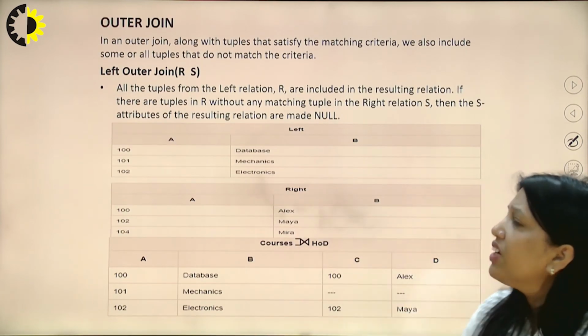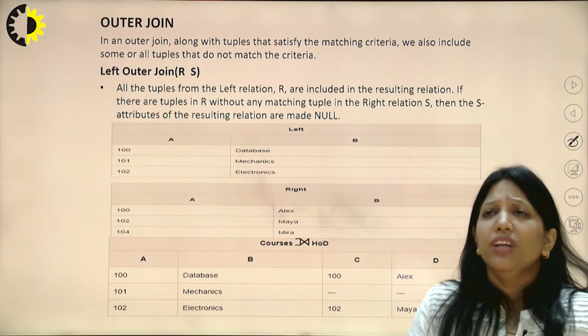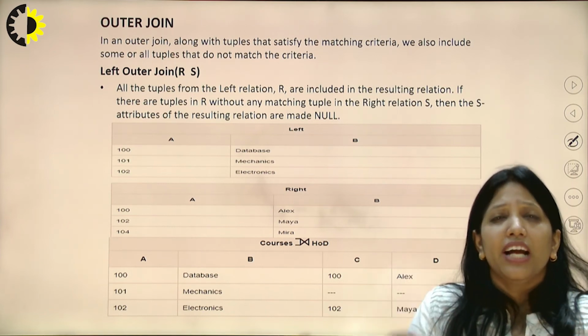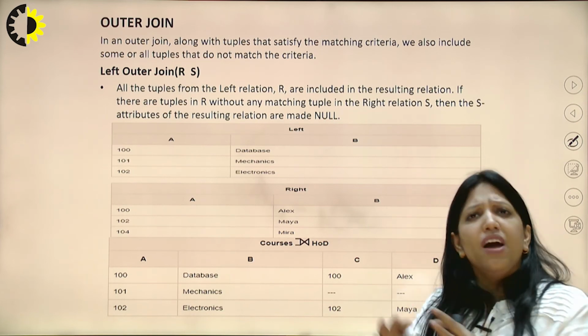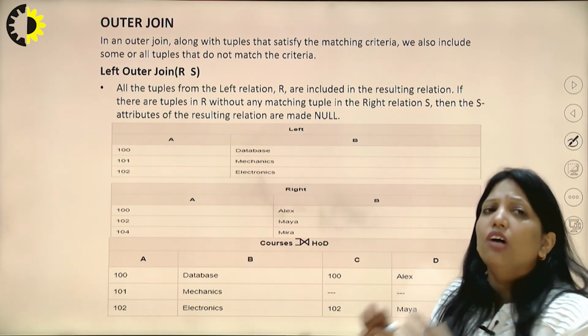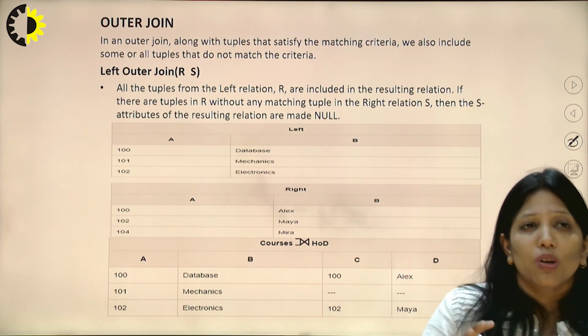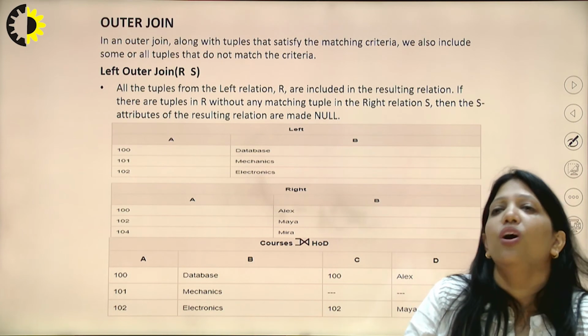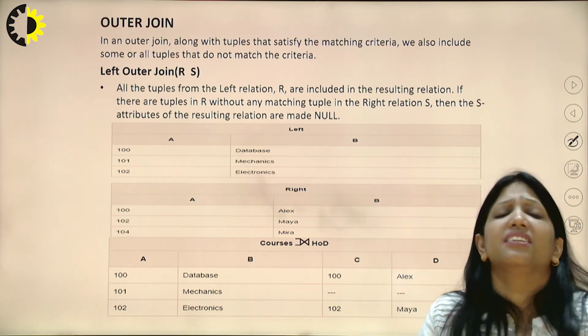So this will come under the outer join. We will see that in inner join we will get only those tuples in the output table that satisfy the condition that we are applying in the query. But in outer join we will get those tuples that satisfy the condition, but we will also get those tuples that do not match the criteria. We will see how we get those tuples that do not match the criteria.